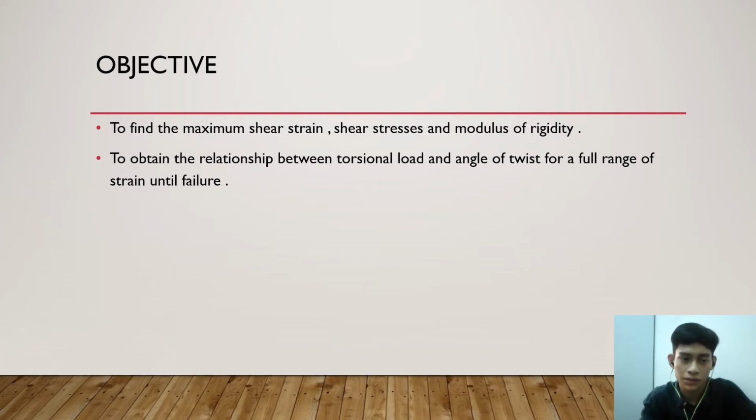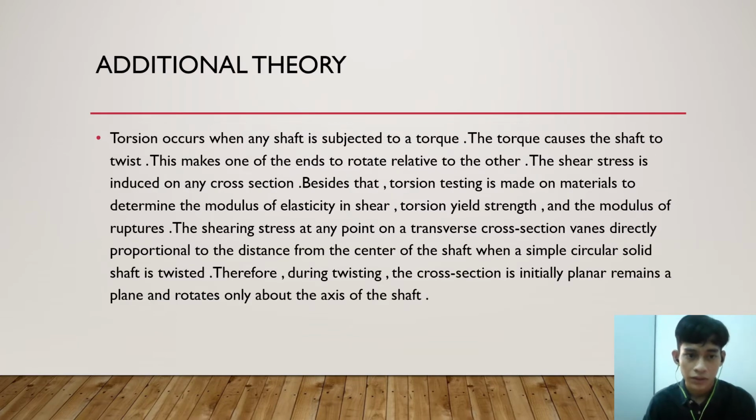The objective of this experiment is to find the maximum shear strain, shear stresses, and modulus of rigidity. The second one is to obtain the relationship between torsional load and angle of twist for a full range of strain until failure.